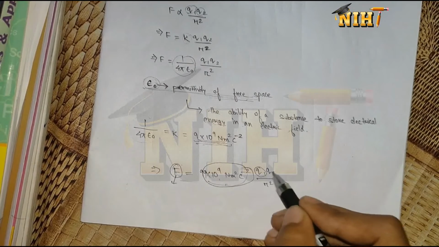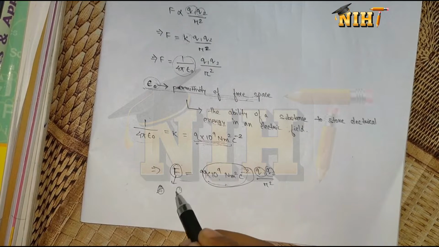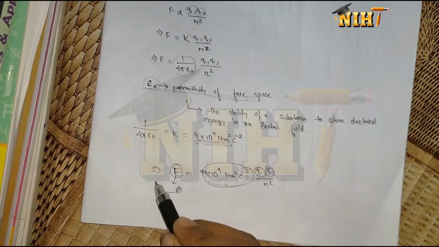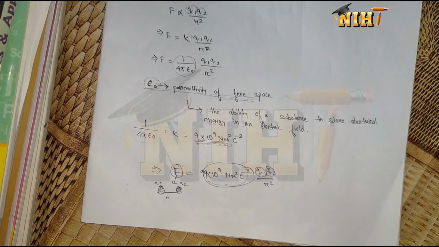As we are taking the charge of two bodies q1 and q2, this will be the Coulombic force between two bodies. These are our two bodies separated by distance. This is q1 and this is q2. I hope you're clear with this.